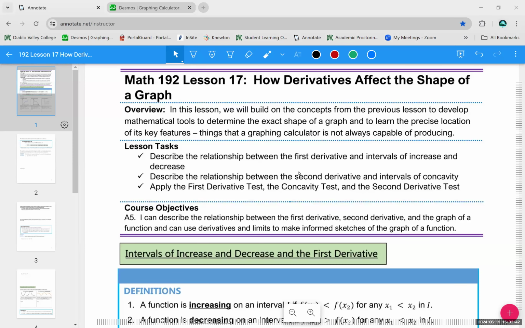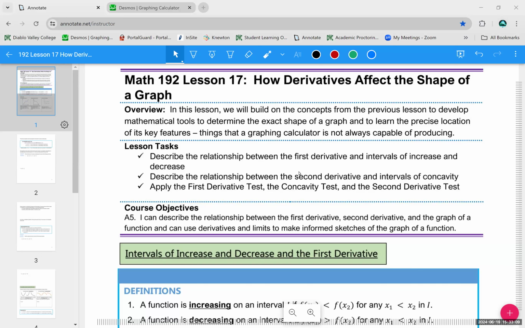Welcome to Lesson 17, How Derivatives Affect the Shape of a Graph. So what we're basically going to do in this lesson is just build on the concepts that we've developed in previous lessons and apply those to how derivatives directly tell you information about graphs. Instead of starting with a graph of a function and then creating a graph of its derivative, we're going to use the derivative to tell us information about the graph of a given equation.